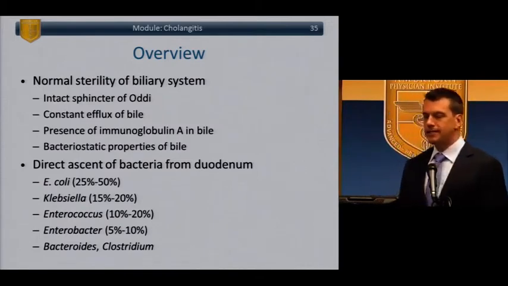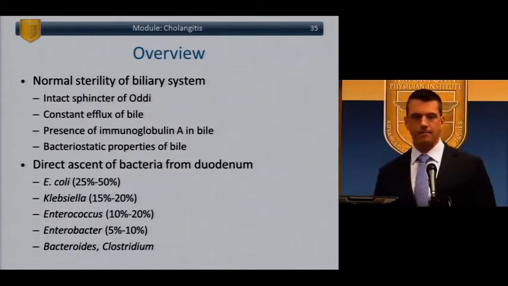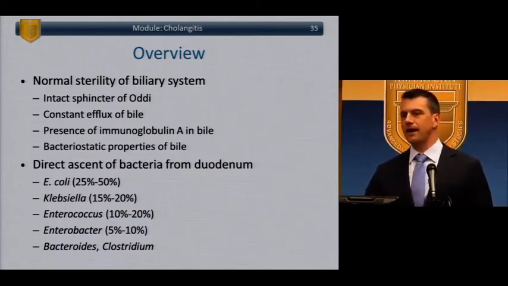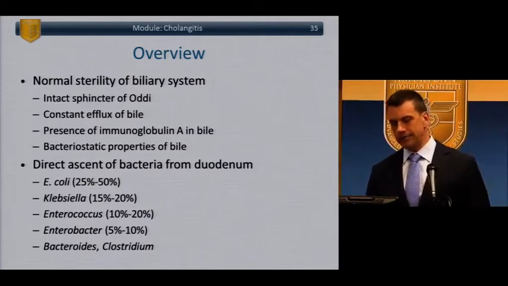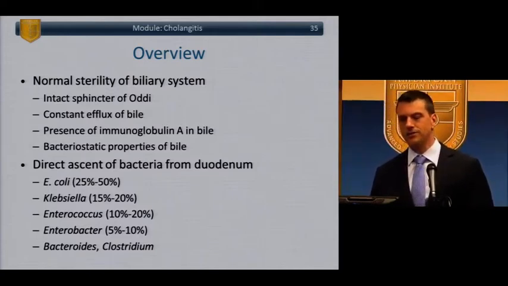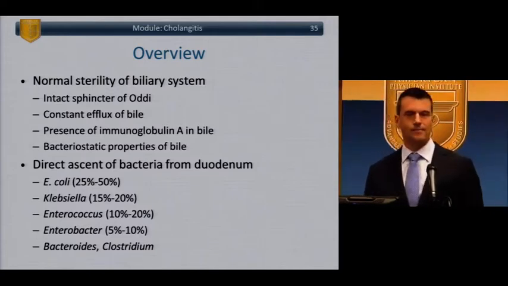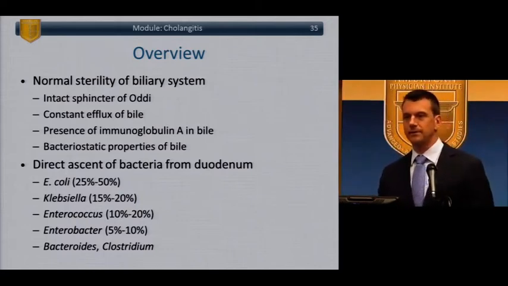So the biliary system is normally sterile. The intact sphincter of Oddi prevents the duodenal contents from refluxing. There's a constant efflux of bile into the duodenum, so there's a constant fluid flow out. IgA is present in bile, which will fight infection. And there are also some bacteriostatic properties of the bile salts. It's not a very hospitable environment for any of the bugs.